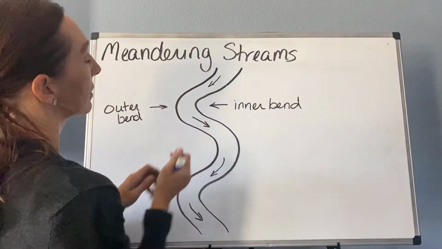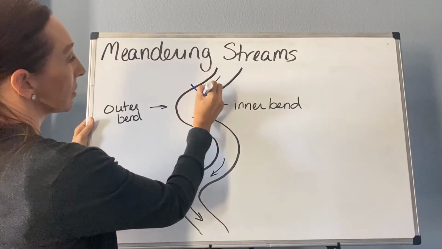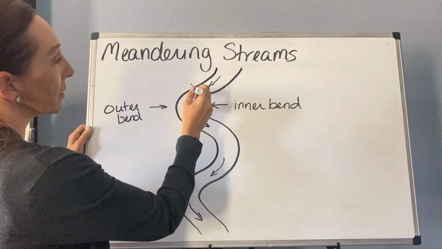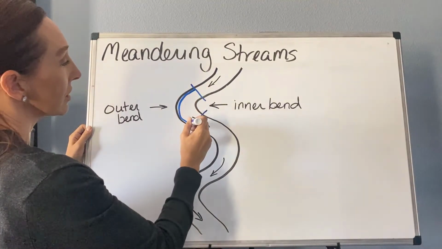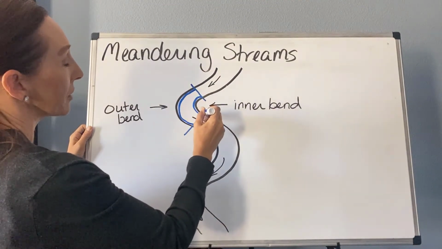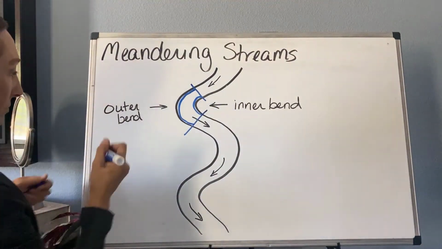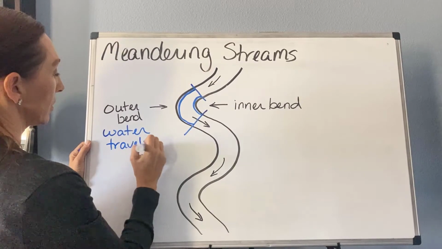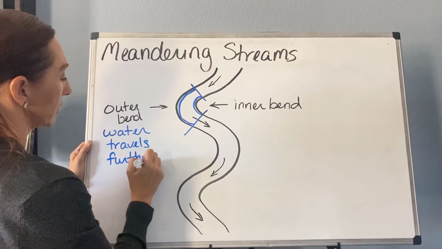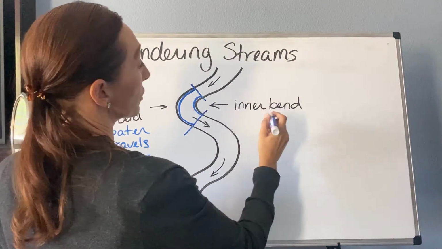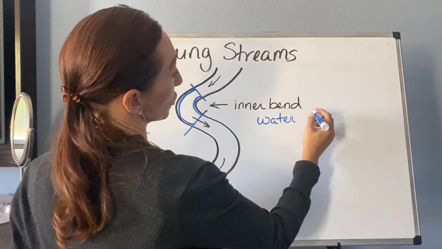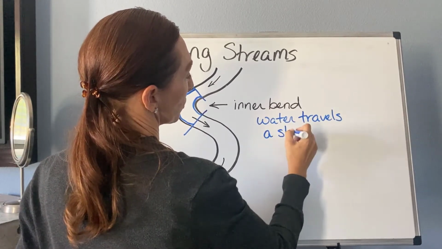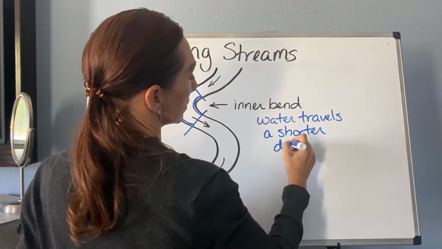If we look at this bend, the outer bend, if I start from here and I go to here, the water on the outside bend has to travel further than the water on the inside bend, right? So the outer bend, water travels further. And then here, the water travels less, a shorter distance.